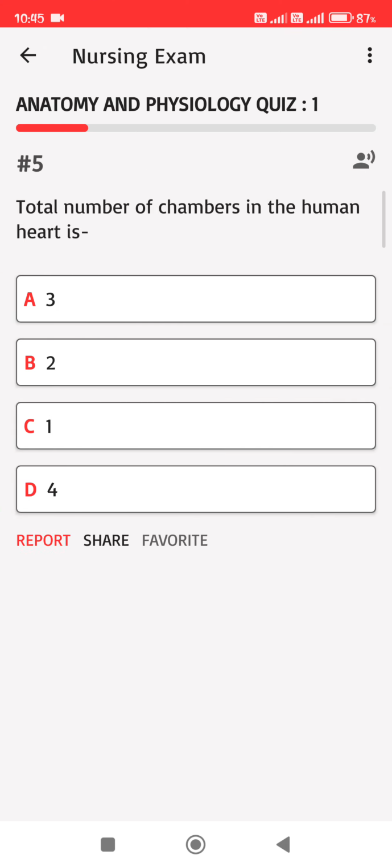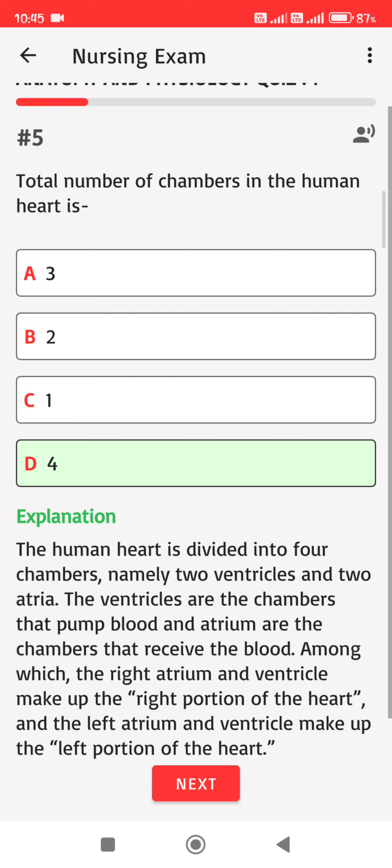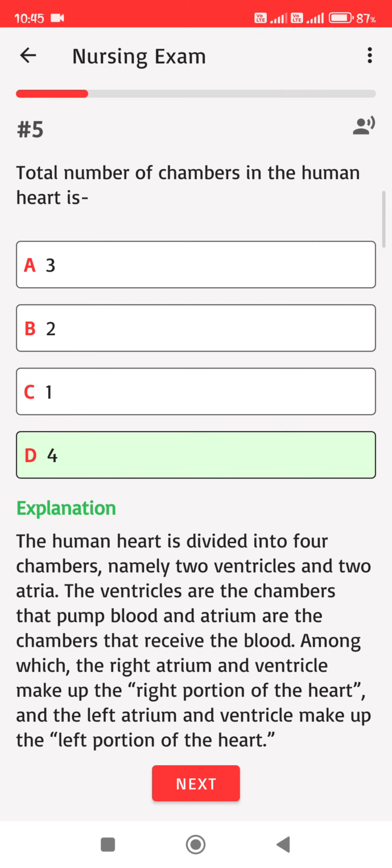Total number of chambers in the human heart is A. 3, B. 2, C. 1, D. 4. Correct answer: D. The human heart is divided into 4 chambers, namely 2 ventricles and 2 atria. The ventricles are the chambers that pump blood and atria are the chambers that receive the blood. The right atrium and ventricle make up the right portion of the heart, and the left atrium and ventricle make up the left portion of the heart.